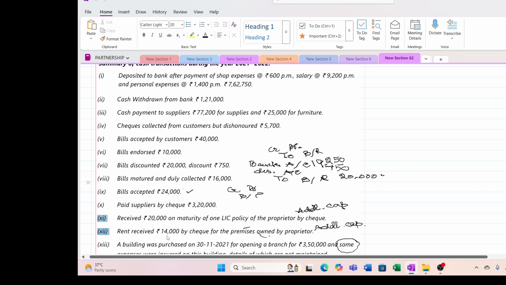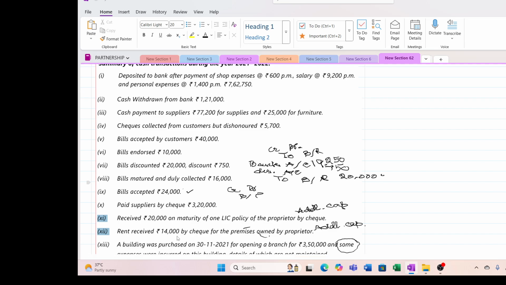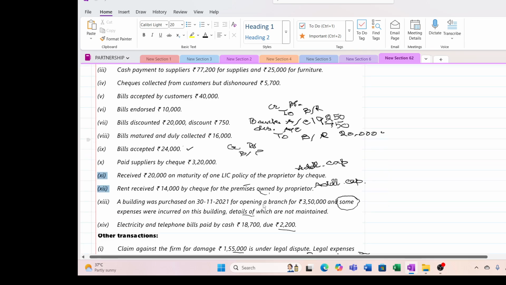Same way, rent received is also for the premises, meaning the building owned by the proprietor. That rent is also received in the business account and is used in the business, not withdrawn by the proprietor. So it is also an additional capital. Then they have purchased one building for 3,50,000 and they say that some expenses are also incurred.